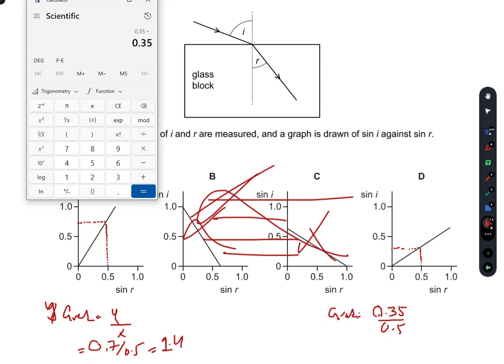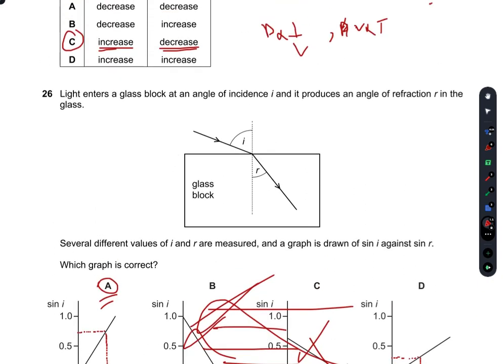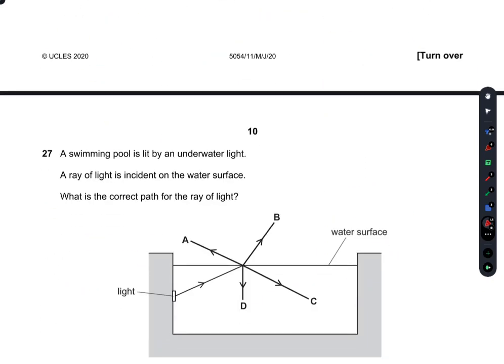0.35 divided by 0.5 is 0.7 here, and it is smaller than 1.5, and it is approximately equal to 1.5, which means A is the right answer.